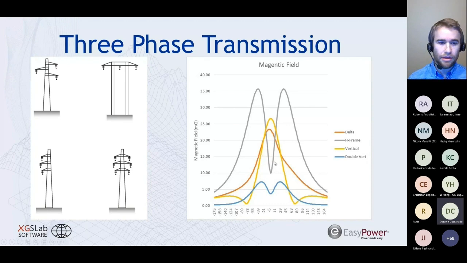But at the central point, or the middle of our right-of-way, all of these phases cancel out their magnetic fields. So we have a reduction in our overall magnetic field there. We already showed the vertical configuration in this yellow line, and then we have a double vertical. This is where we have two circuits of our transmission line, but if we phase them optimally, meaning we have phase A, phase B, and phase C, compared to phase A, phase B, and phase C, we can have an overall reduction in our magnetic fields that we would have during steady state conditions.